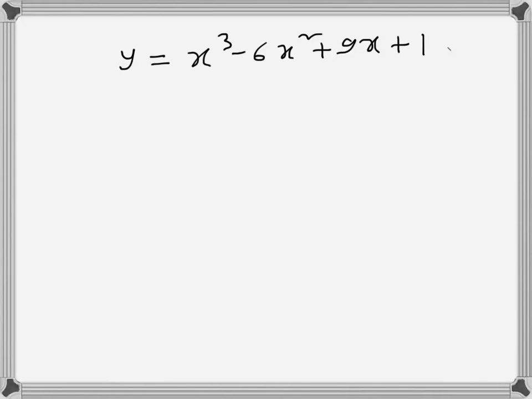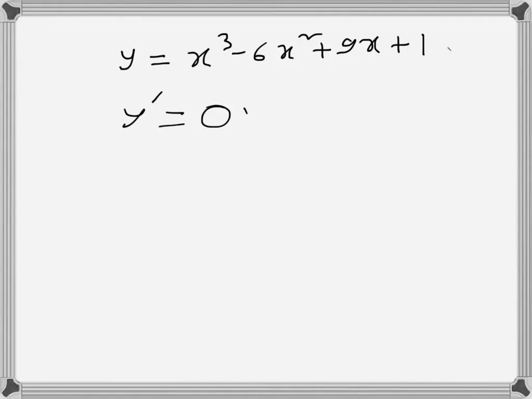This function is given, and we have to find the stationary points and point of inflection if there are any. So let's start. To find stationary points, we know we have to find y prime and equate it to 0, because at a stationary point the gradient of the tangent is 0.